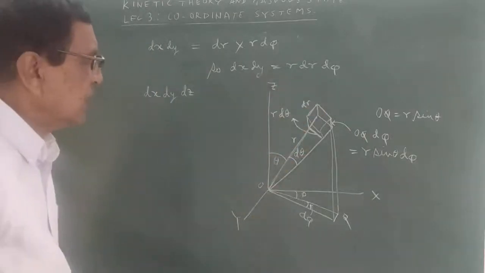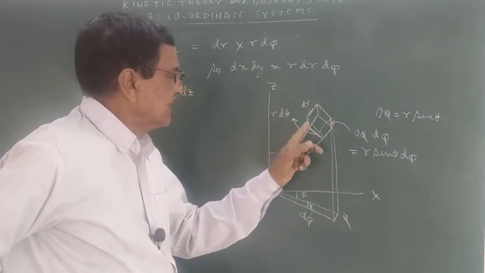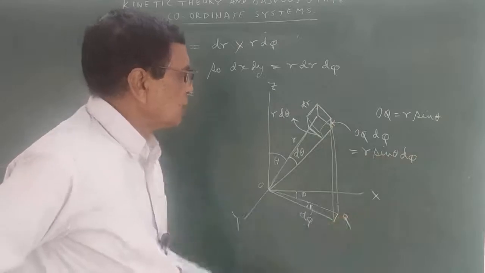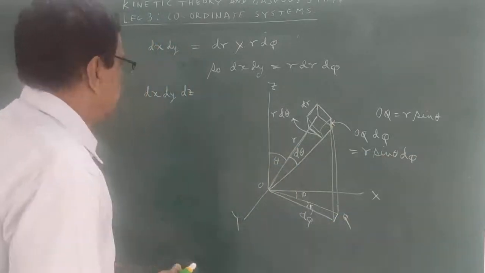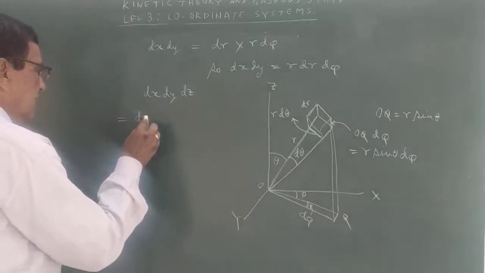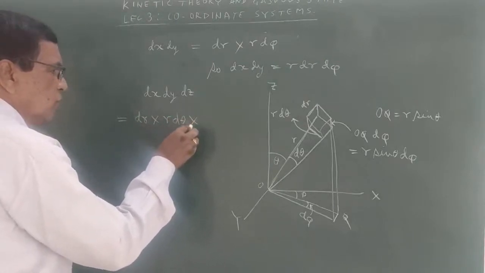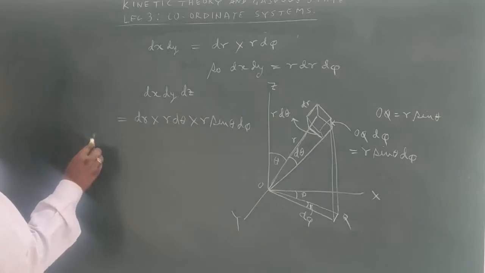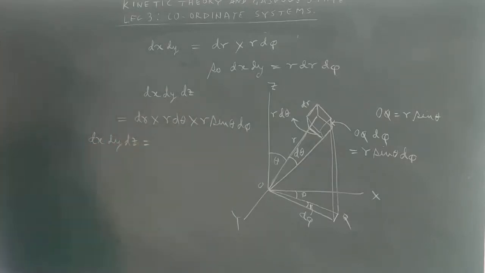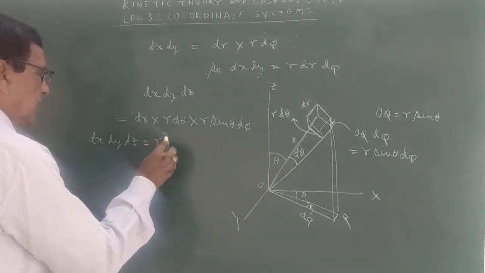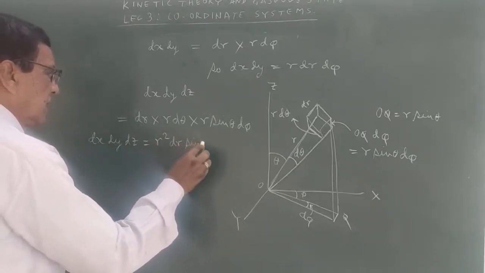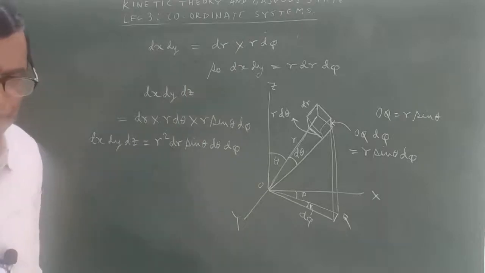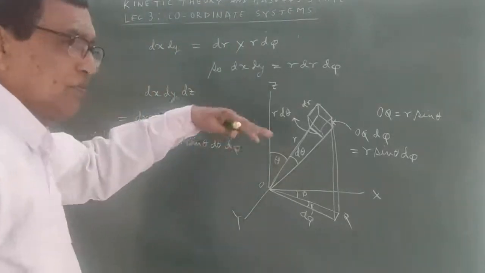So we have this volume, and this volume in polar coordinates has one side dr, another side r d theta, and the third side r sin theta d phi. So we have the three sides, and the volume will be equal to dr into r d theta into r sin theta d phi. So we can write dx dy dz equal to r square dr sin theta d theta d phi. From this we can calculate the volume of the sphere.